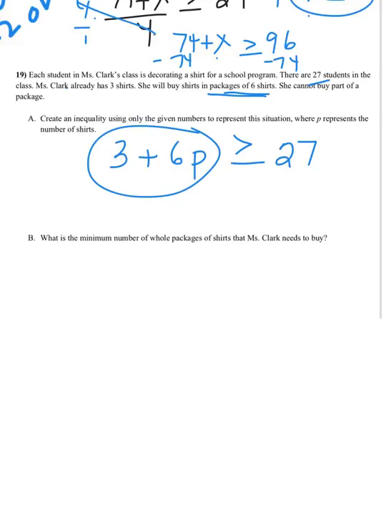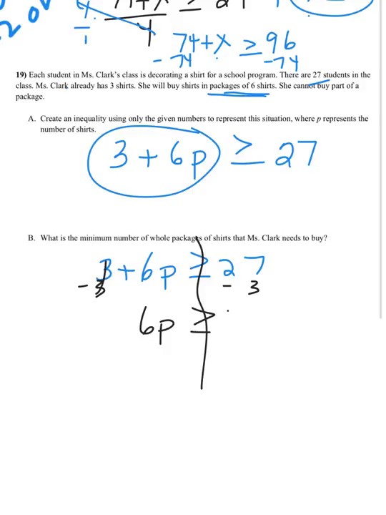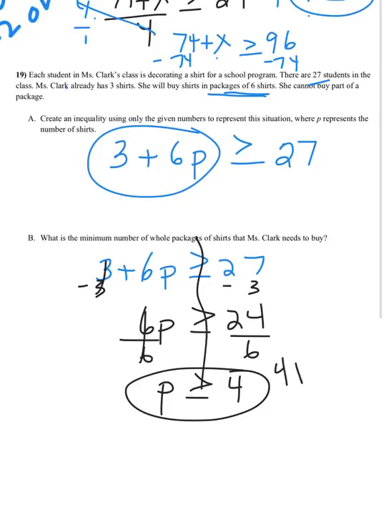So that would be your equation. And now, what's the minimum number of whole packages of shirts that she needs to buy? So we just solve this equation. 3 plus 6p is greater than or equal to 27. Subtract 3. 6p is greater than or equal to 24. Divide by 6. 1 package is 4, so she needs to buy 4 packages at least.